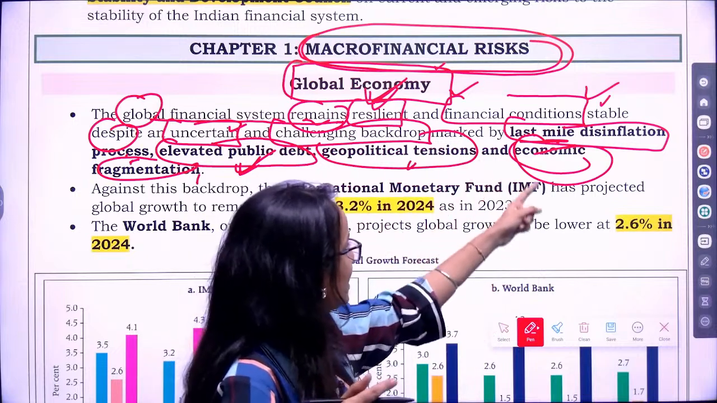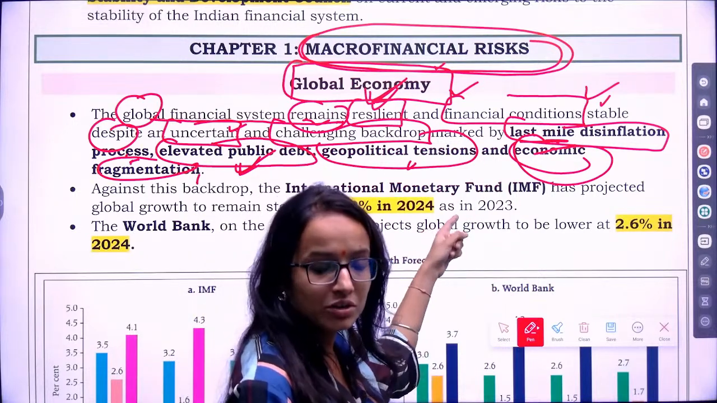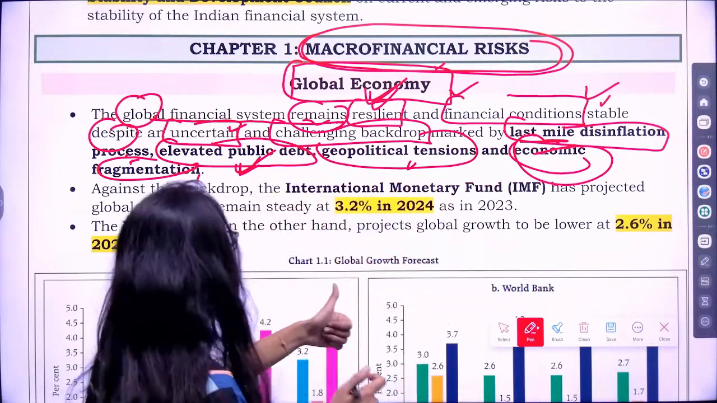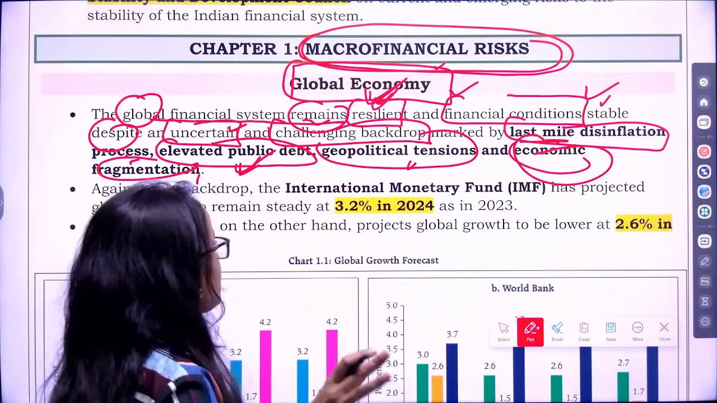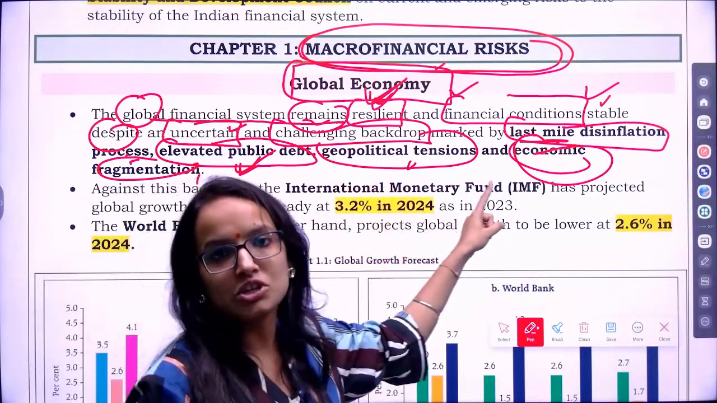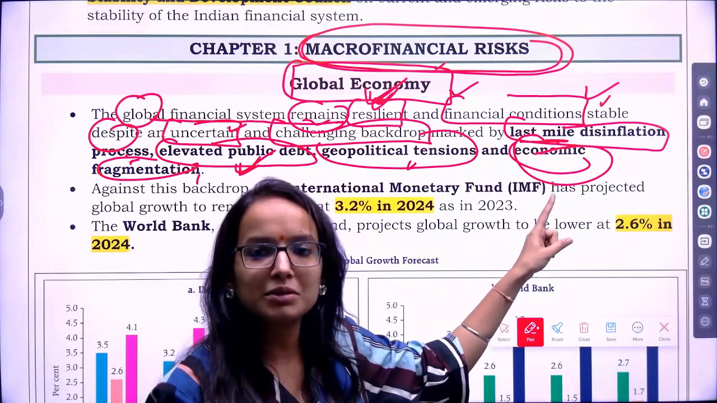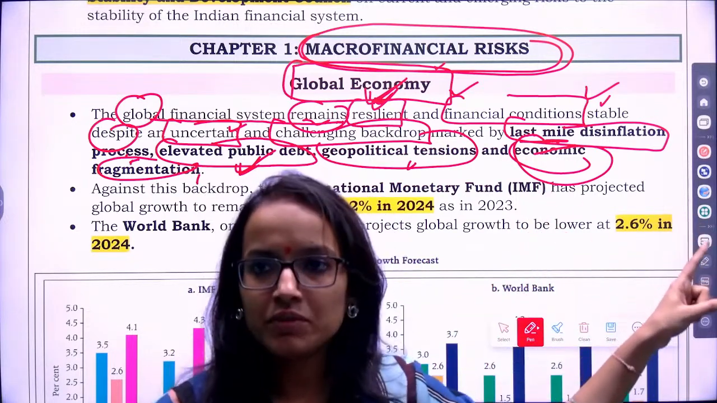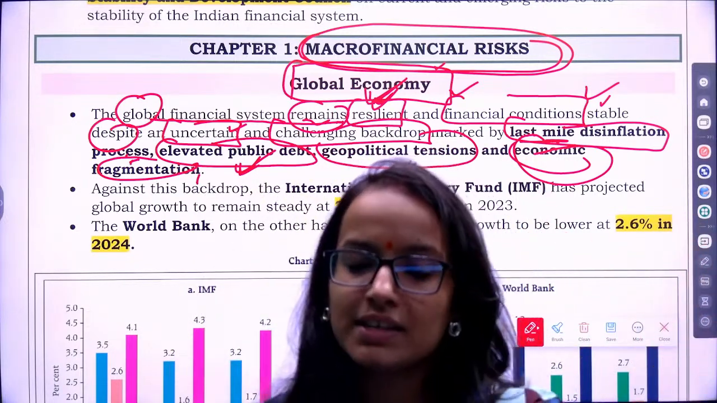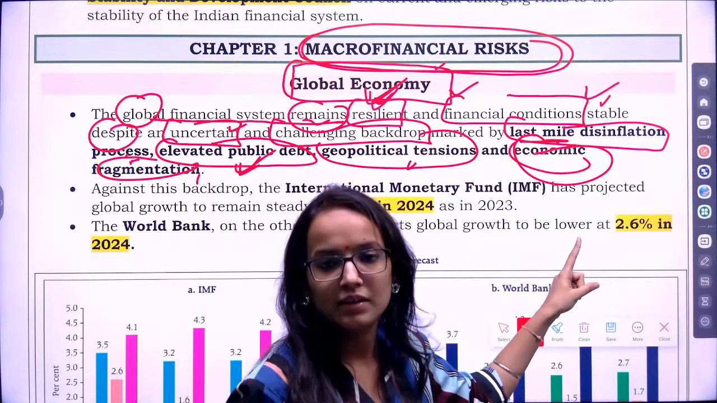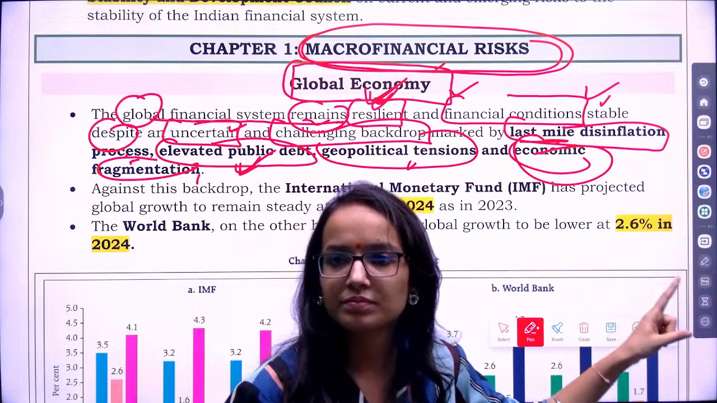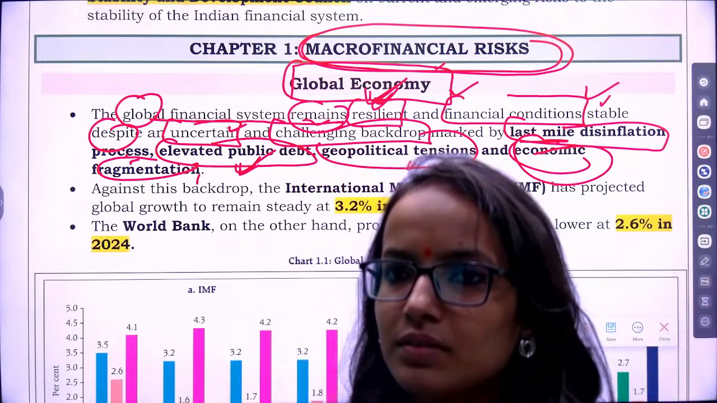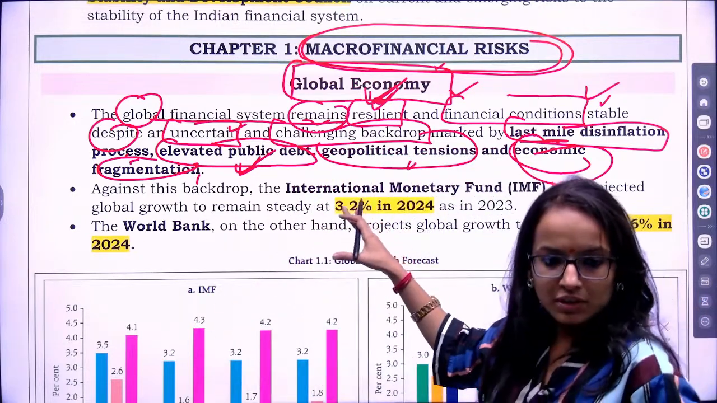Given all these challenges, which I hope you have understood, still at the global level you are able to witness somewhat resilience and stability in the financial conditions. This is the first trend highlighted by the report. Is this clear to everyone? Yes, India is an emerging market and a developing economy as well, right? You have understood till this point, right?